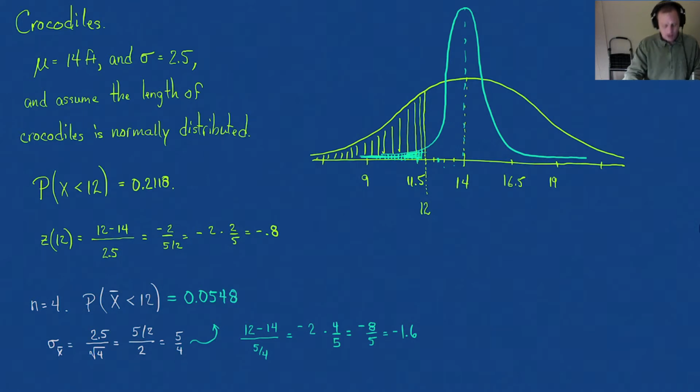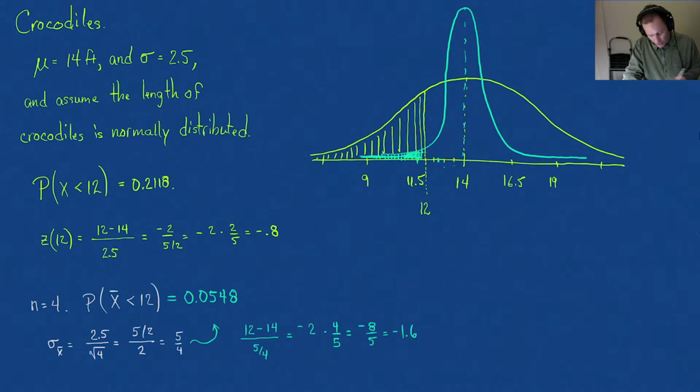But the probability is 0.0548. Wow. So hold on a minute. The probability of randomly selecting a group of 4 crocodiles is only 5%. Well, let's just say you were an ambitious researcher and you went one more step.